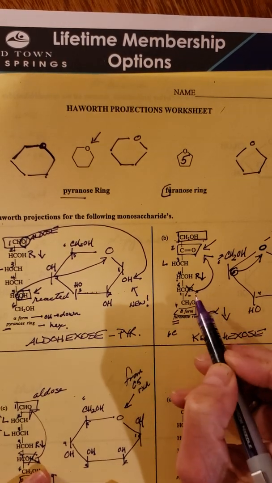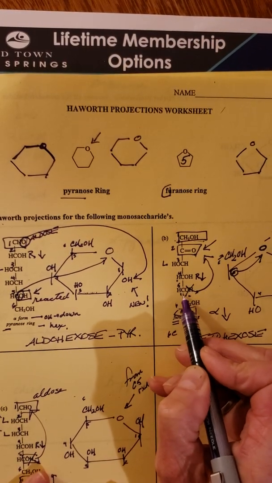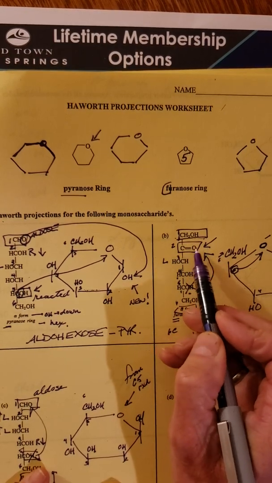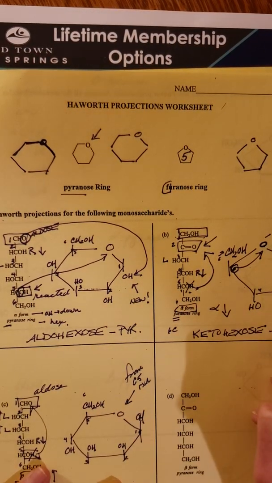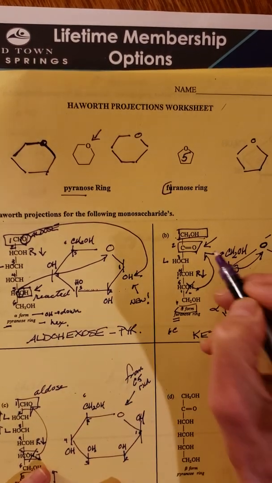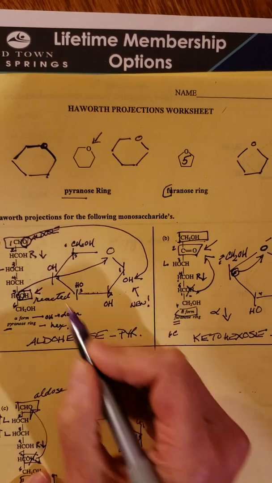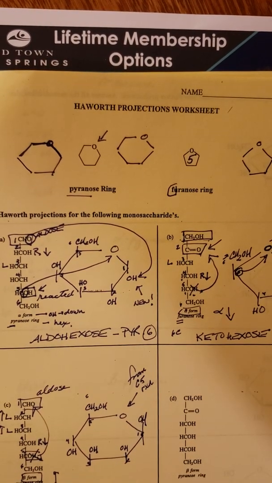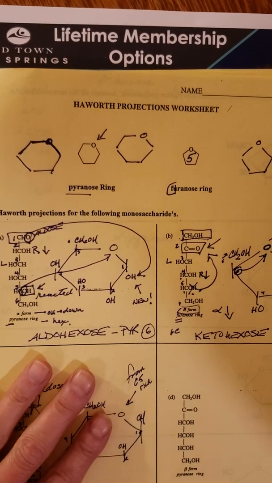If the typical reaction takes place where your carbon 5 hydroxy reacts with this carbonyl carbon's oxygen, then you are going to have a furanose ring. So your ketoses are 5 and your aldoses are 6, hexagon versus pentagon. Now, this is not always true.